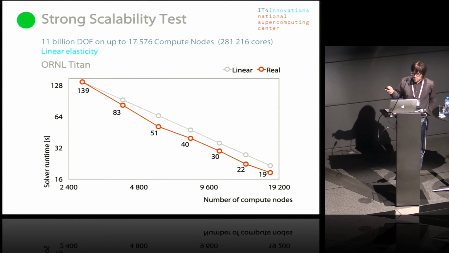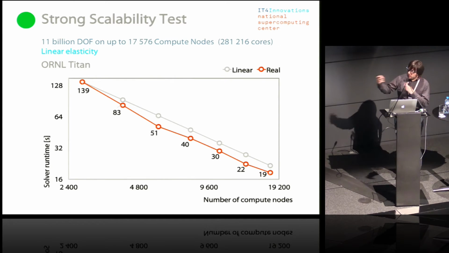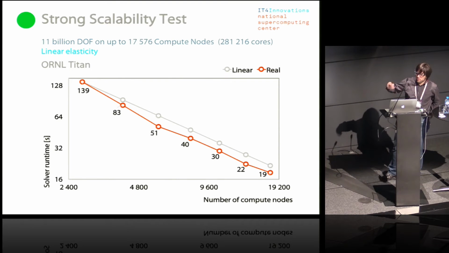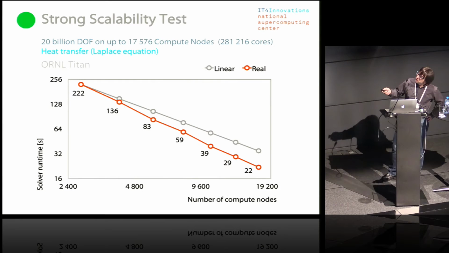Is that because of the n cubed? Yes, it's partially, but partially also because if you have smaller subdomains, you're doing fewer iterations, and then the sparse direct solver performs way better on the smaller domains. So it's a mixture of these. This is on solving the heat transfer. Again, a strong scalability for 20 billions of unknowns. Again, you see we achieve a superlinear speed up.